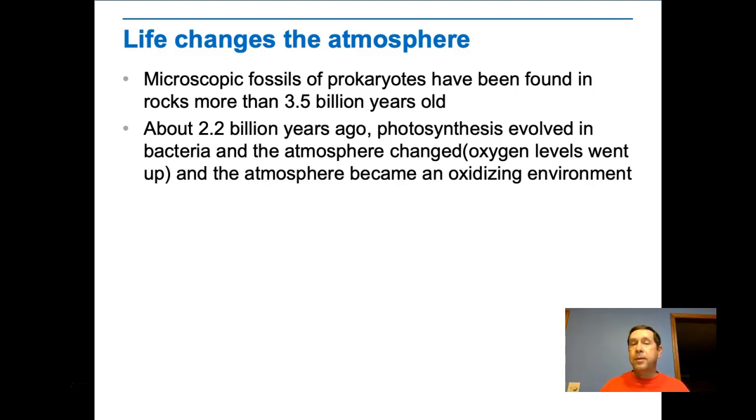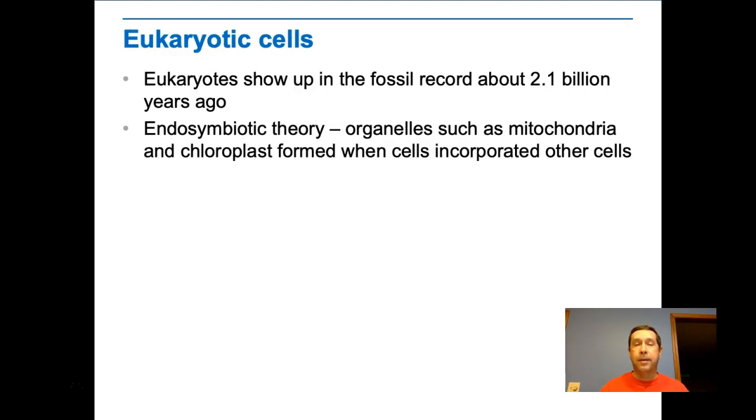So the first evidence of living things on Earth shows up in the fossil record about 3.5 billion years ago. And then about 2.2 billion years ago, photosynthetic bacteria show up, and the atmosphere starts to change. It becomes an oxidizing environment instead of a reducing environment. So those are prokaryotes, don't have a nucleus, very simple. Eukaryotes show up about 2.1 billion years ago.